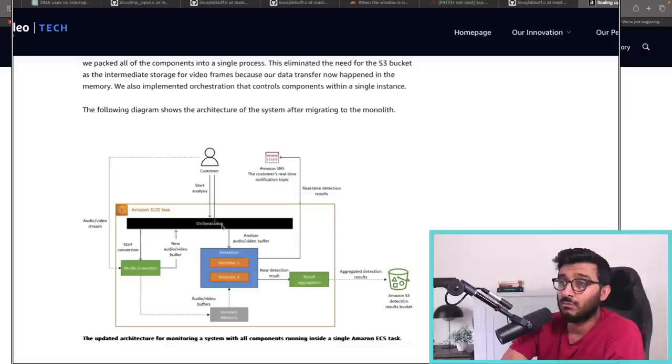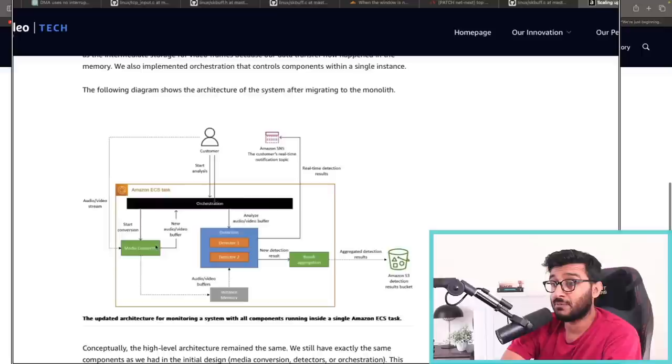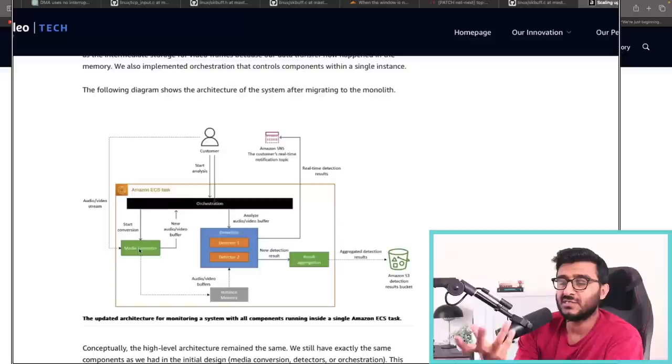So now when you call start analysis, it will call start conversion, and then it will convert everything that has been uploaded by the user. So start conversion, and then upload the new buffers, uploading it somewhere here. New audio buffer. Why is it going back to the orchestration? I know. So what is the dotted line? I suppose the dotted line is the content. That's what I understand, seems like. And the solid lines are the responses and requests.